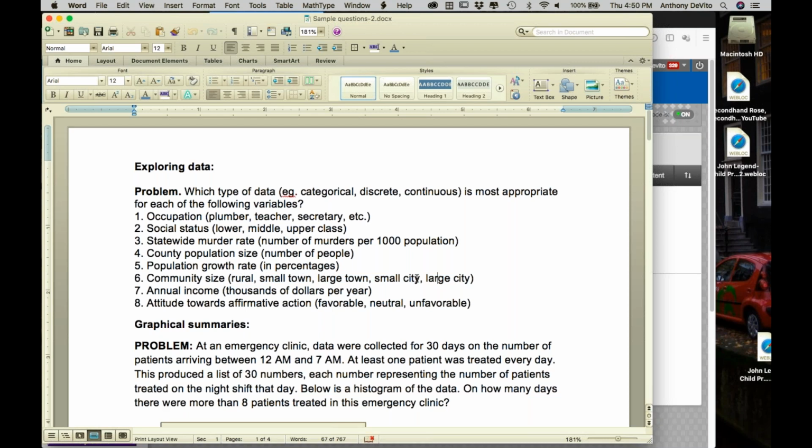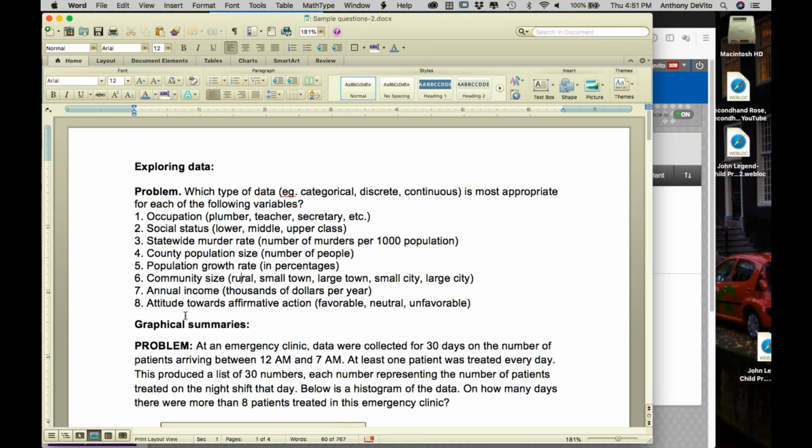Ordinal, right? If you look at why it was ordinal instead of categorical, there are two words there that make it ordinal: community size. If you weren't looking at it from the perspective of community size, but just breaking it up into groups, then that would have been simply nominal or categorical. But the fact that you're specifically saying they're defined by community size says there's some order there. Annual income, thousands of dollars per year, numerical.